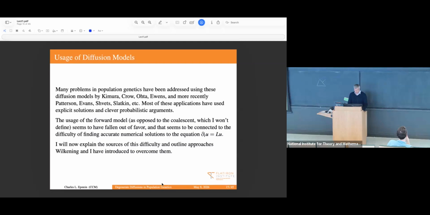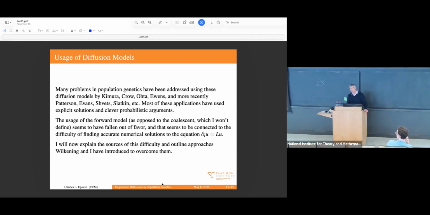Okay, so many problems in population genetics are addressed using these kind of diffusion models. Kimura and Crow were the first people, and then Ota, and then Warren Ewens. More recently, Nick Patterson, Steve Evans, Schweinsberg, Slatkin. They've used these for all kinds of real biological problems.